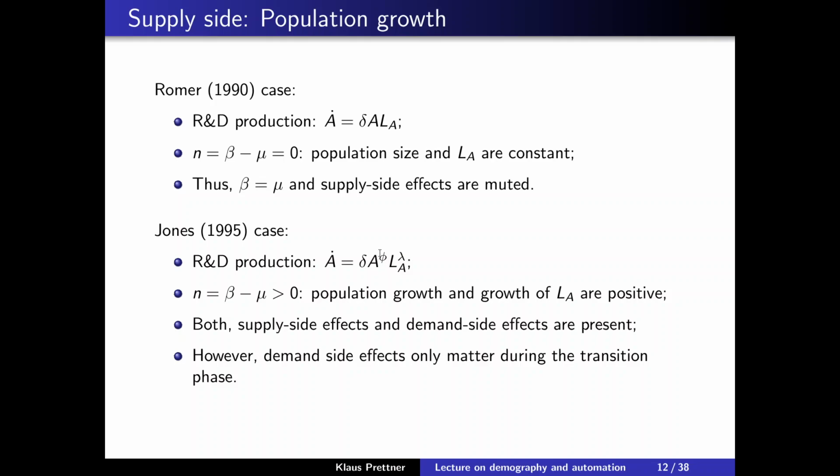So the assumptions with respect to the scale effect are more important because they allow for this positive population growth. So that means that both supply side effects and demand side effects will be present in the Jones case. But as we will see, the demand side effects only matter during the transition phase to the long-run balanced growth path. So in the Jones case, as we know, it's the semi-endogenous growth model. So in the long run, nothing really matters. If you give research subsidies in this model, then you have a boost in growth in the short to medium run, but not in the long run.